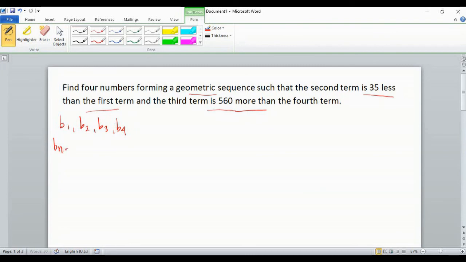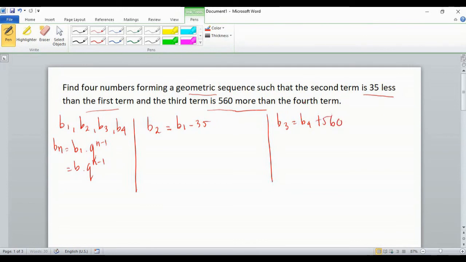From here we have Bn equal to B1 times k to the power n minus 1, or simply b k to the power n minus 1. So they give us the second term, which is equal to 35 less than the first term. So that means B2 is B1 minus 35. And then the third term is equal to B4 plus 560. So B2 is bk equal to b minus 35.